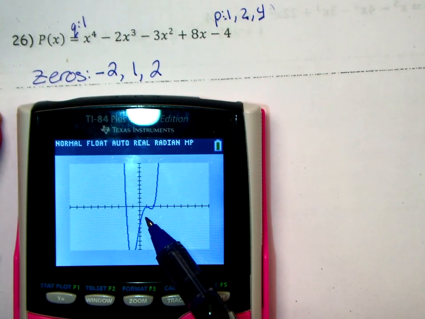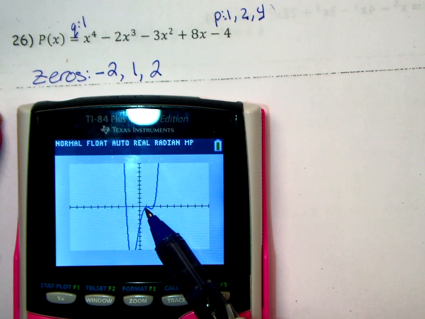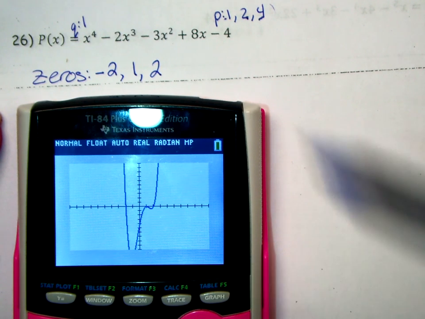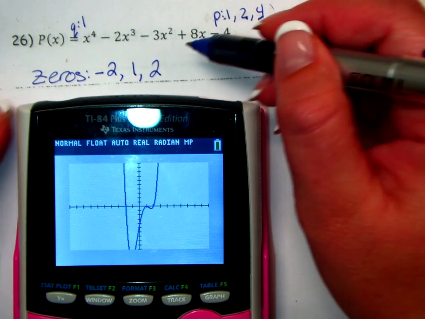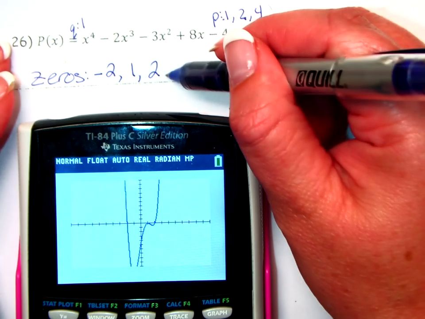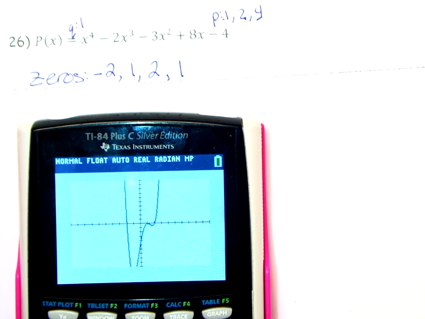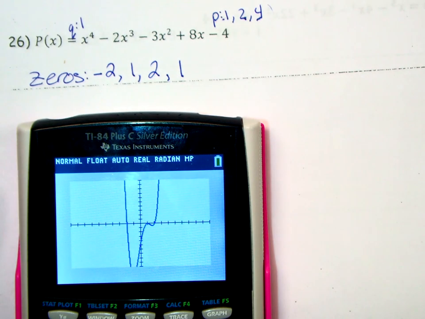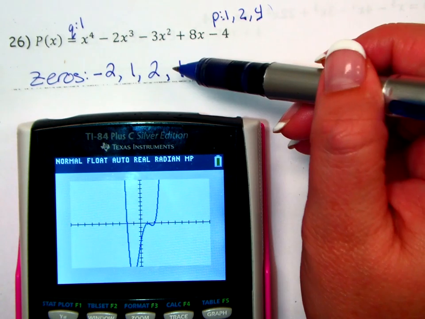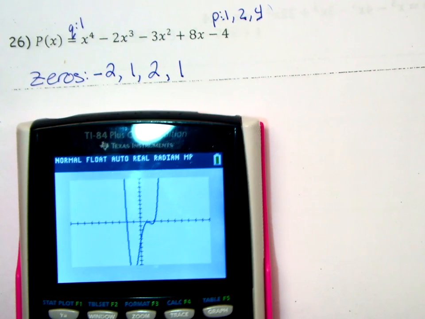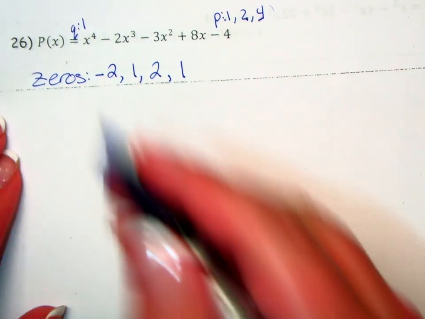Now, remember what it means to touch. Touch means it's 0 twice, right? Touch twice. So because it touches the x-axis at 1, that means 1 works again. So I'm going to put another 1 down as a 0, because it's a 0 twice. So here I have 4 zeros. I have a 4th degree polynomial. I can write this in its factored form.